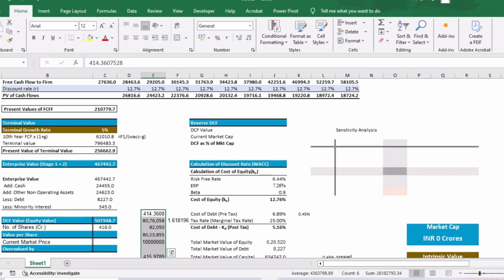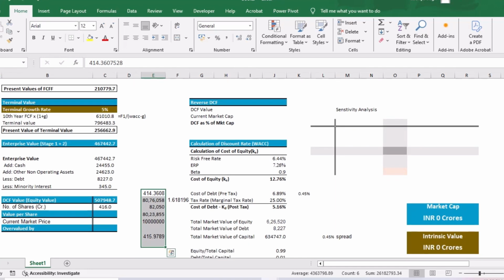For the minority interest, these are those shares of our subsidiary held by other shareholders. Before paying our equity shareholders, we need to repay that money to them. That's why we have deducted that as well. I'll just remove this. Yes, it has a value in this.